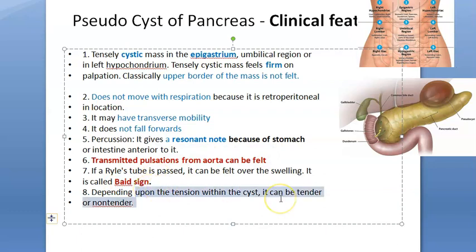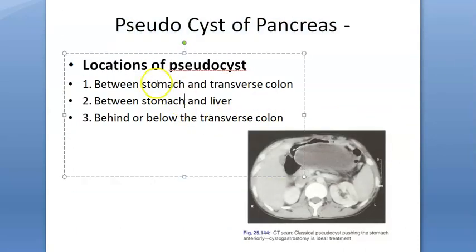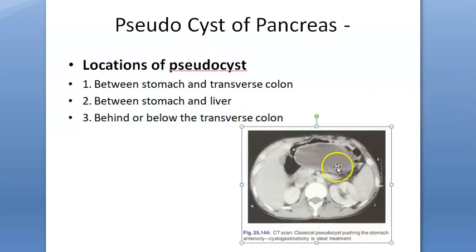Depending on the tension within the cyst, it can be tender or non-tender. Okay, focus. Now coming to location, it can be between the stomach and transverse colon, between the stomach and the liver. It can be behind the transverse colon also, or below the transverse colon.